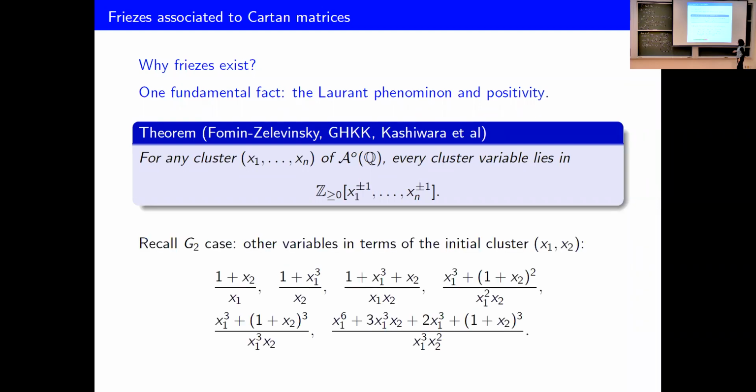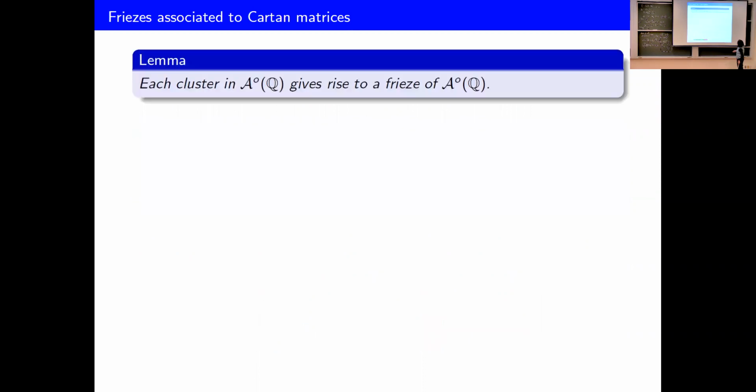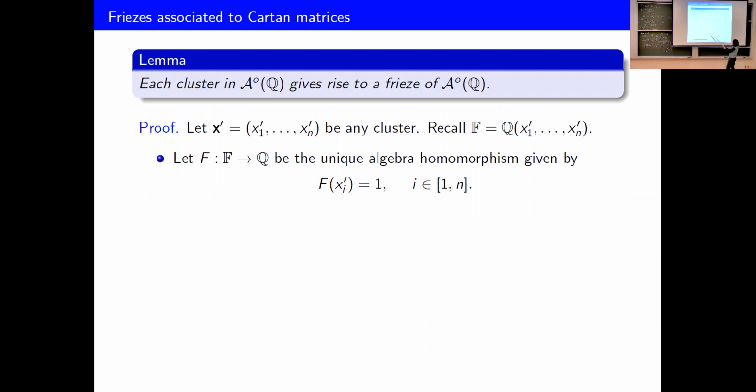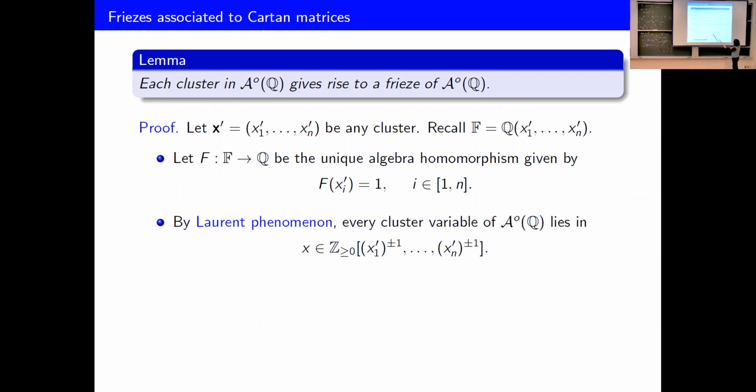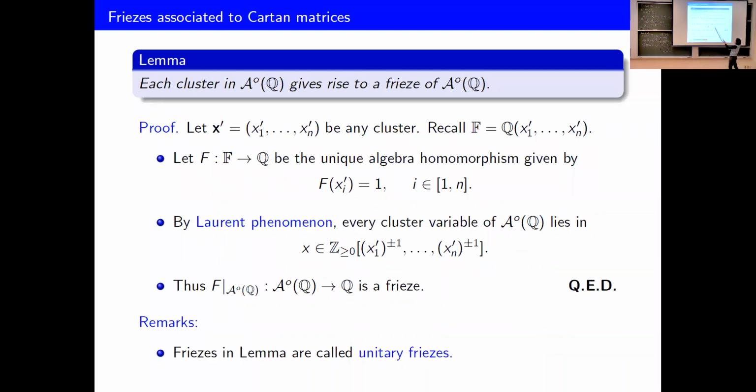So therefore, the lemma is every cluster gives rise to a frieze. That's a basic statement. You simply start with any cluster and define a homomorphism by setting those cluster variables to be 1. Then because of the Laurent phenomenon, every cluster variable will take a positive integer value. Such friezes are called unitary, because they become 1 on some cluster.